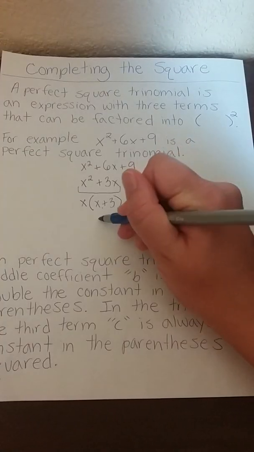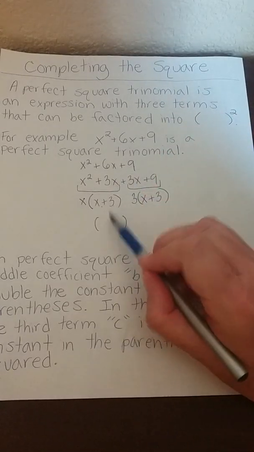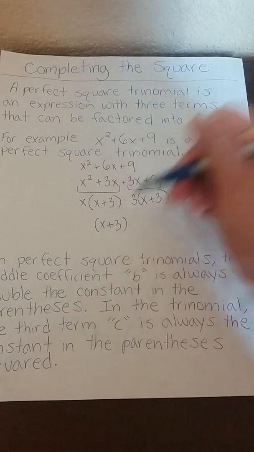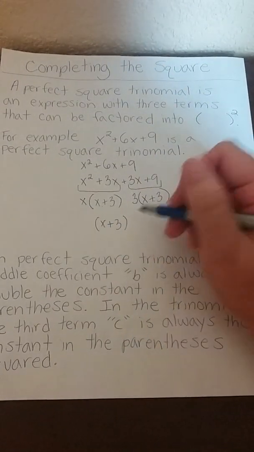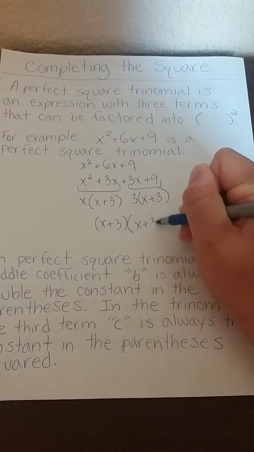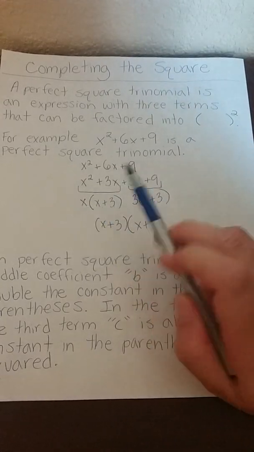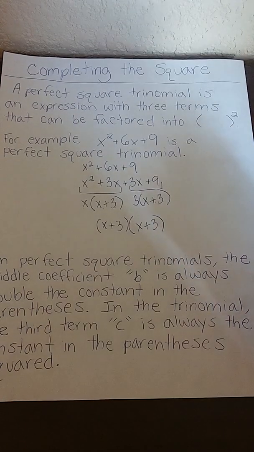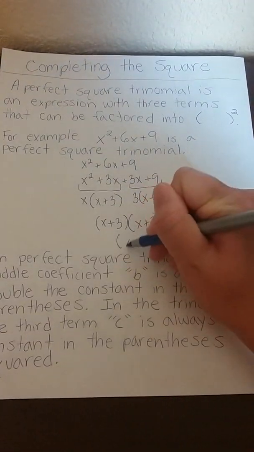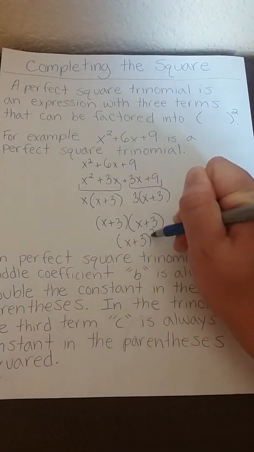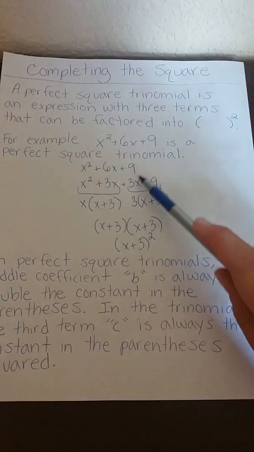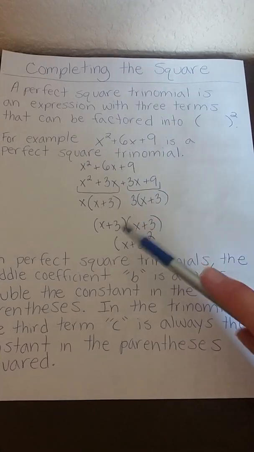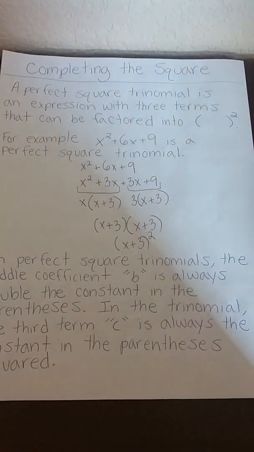When I write this in factored form, first I put the thing they share. They share x plus 3. Then I put the outside numbers, which is again x plus 3, since I have an x on the outside here and a 3 on the outside here. Since these are exactly the same, I can rewrite this as x plus 3 squared. So that's why this is considered a perfect square trinomial, because when you factor it, you get something squared.